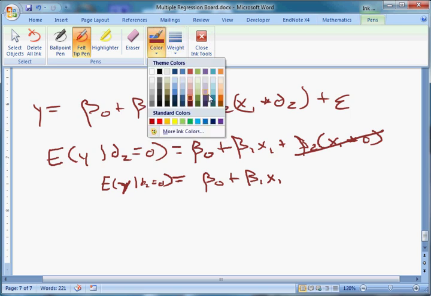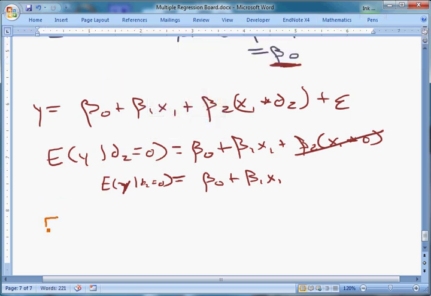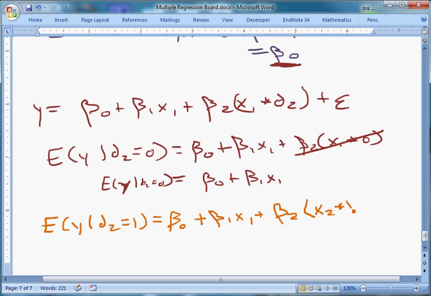Now let's look at the situation where we have the dummy variable turned on. This is people who do pay with a credit card, perhaps. And now we have beta 0 plus beta 1 x1 plus beta 2 times x1 times 1, because these are people where the dummy is on. This gives us beta 0 plus beta 1 x1 plus beta 2 x1. Sorry, this should be x1.